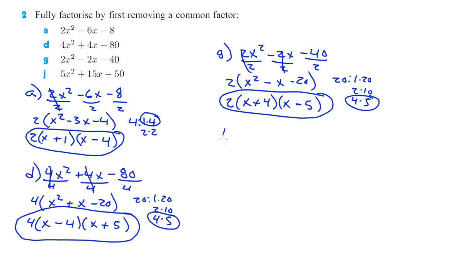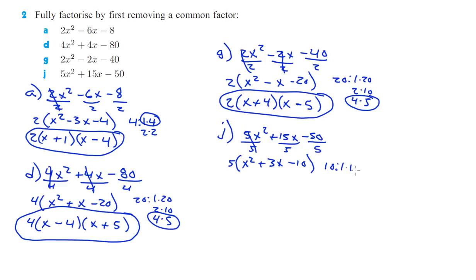Okay? Last one for this problem here. 5x squared plus 15x minus 50. These all have factors of 5 in them. So we pull that 5 out, and we're left with x squared plus 3x minus 10. Okay? So we want to look at the factors of 10, which are 1 and 10, and 2 and 5. Do any of those have a difference of 3?